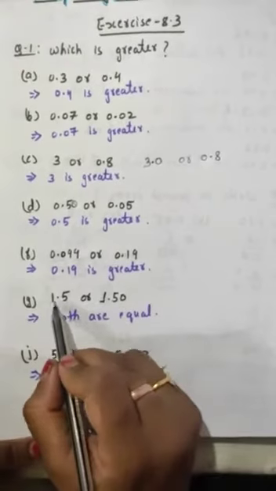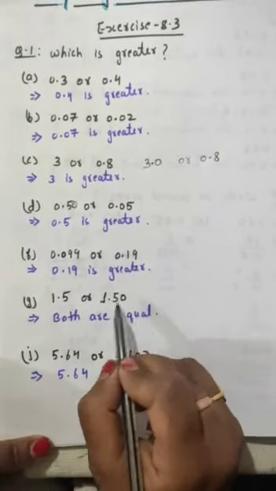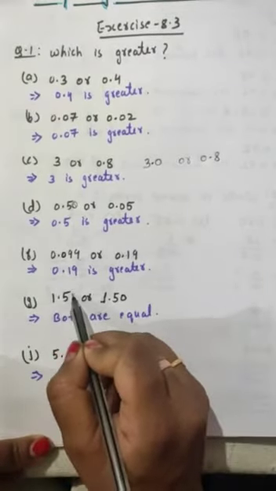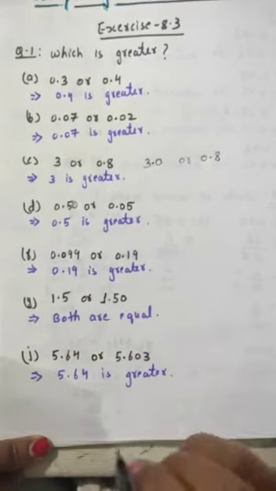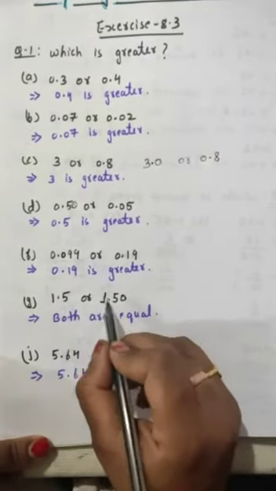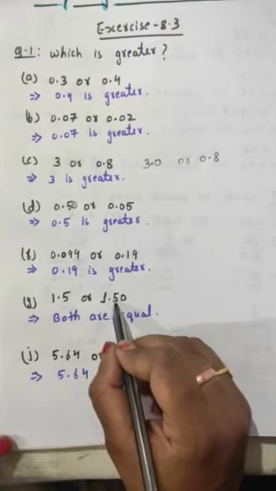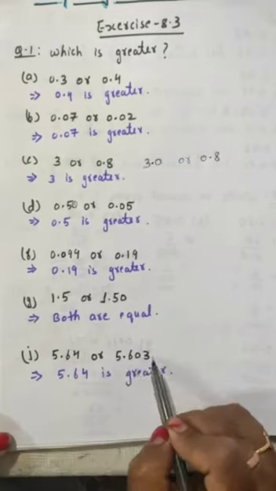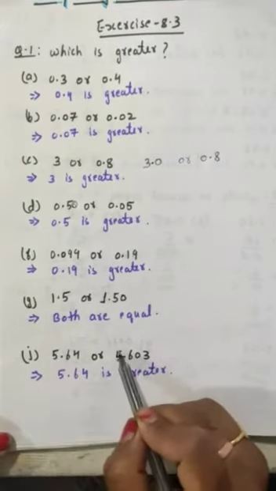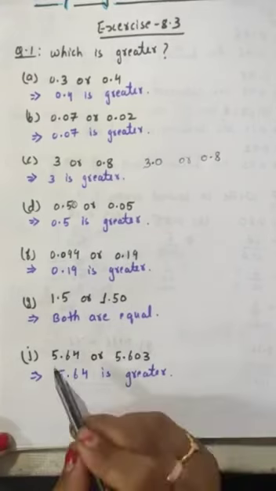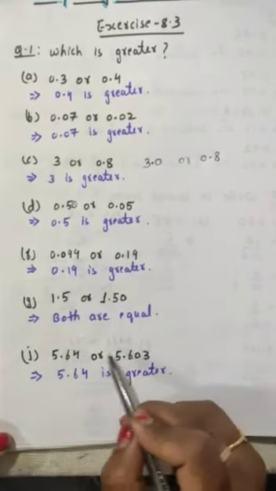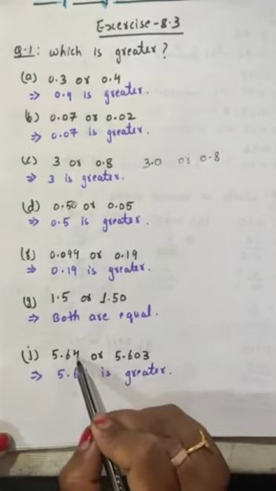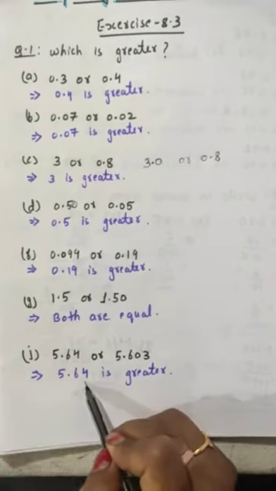Okay, and in this one 1.5 and 1.50 both are equal because you know in decimals अगर एक बार decimal आया है you can write as many zeros as you want. It doesn't change the value. That means 1.5 and 1.50 both are equal. Okay, next we will see 5.64 or 5.603. Now see, first you will compare the first digit which is equal, proceed to the next digit which is again equal, 6 and 6, then proceed to the next digit which is 4 and this is 0. Obviously 4 is greater, so 5.64 is greater.